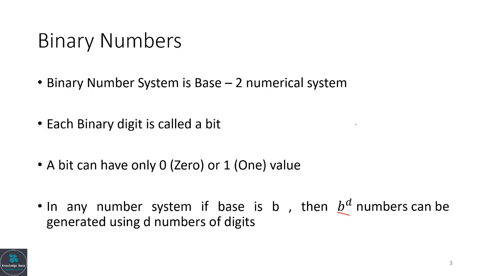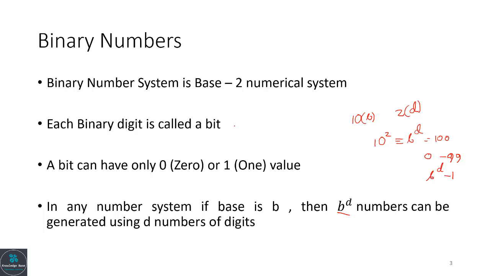Now consider we are discussing a decimal number. So for a decimal number, the base, that is b, is 10 and we are taking 2 digits. So the total number possible is 10 to the power 2, that is b to the power d, equals 100, right? And what are those 100 numbers? 0 to 99. So the last number will be b to the power d minus 1.